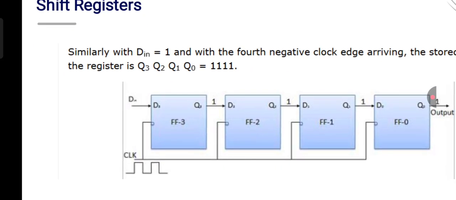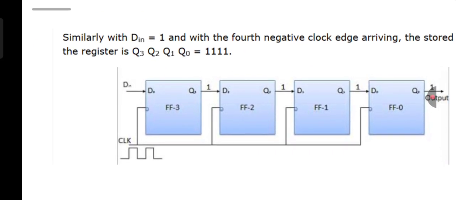Next, similarly, D in is 1. The D in 1 is applied to the F of 3. Now, apply the clock signal. The flip flop output is shifted to flip flop 2. The output of flip flop 2 is shifted to flip flop 1. The output of flip flop 1 is shifted to flip flop 0 by the clock pulse.